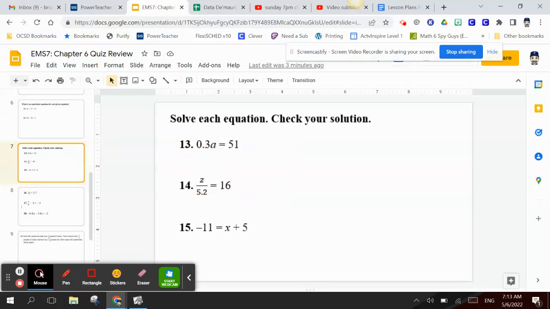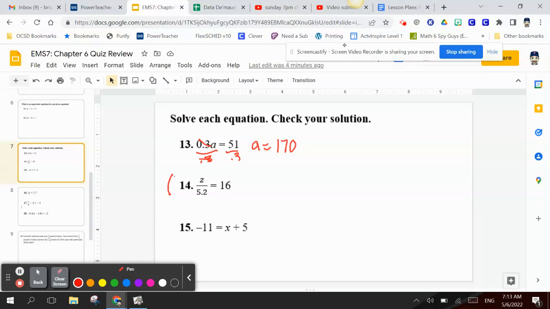Solve each equation. So again, same thing that we've been working on. I have 3/10 times some number equals 51, so I divide each by 0.3. And when I do that, 0.3 divided by 0.3 is 1, so I'm left with A equals 51 divided by 0.3 is 170.